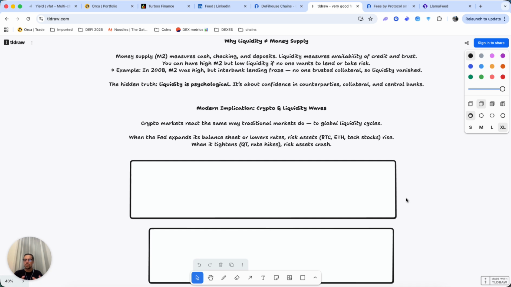Now, the modern implication, the crypto and liquidity waves. The crypto markets react the same way as traditional markets do to global liquidity cycles. If you think that BTC is reaching such high prices because physical, actual people are coming in and buying with their credit card using Coinbase, you are wrong.